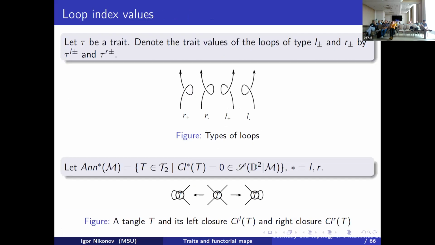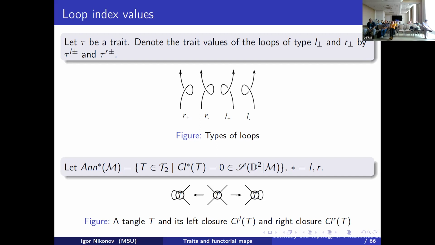Another definition: one note, if we have a trait, in diagram we have four types of loops, and they give four values of a trait. We have some characteristic of the process. And we define the annihilator, left and right annihilator, with respect to knot theory M, as tangles which annihilate after left or right quarter.